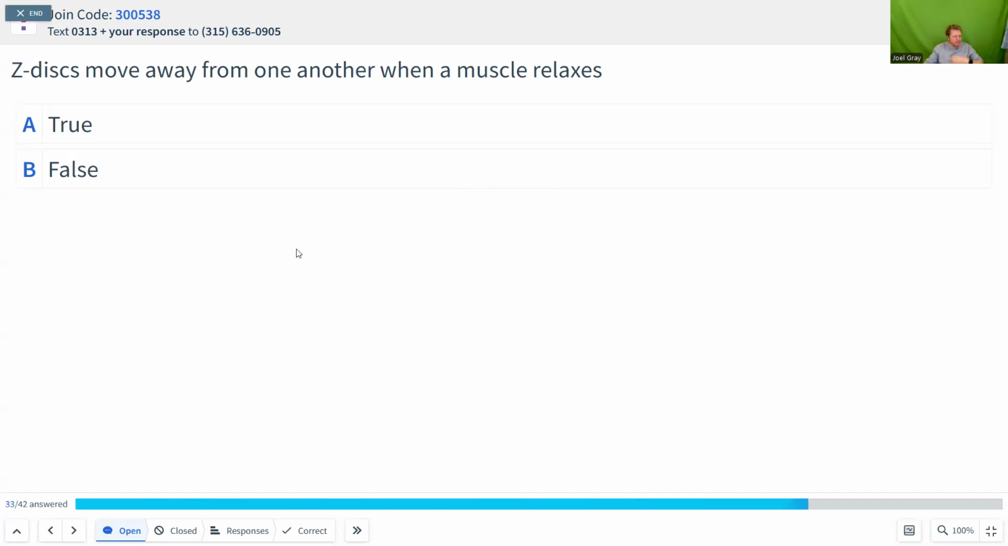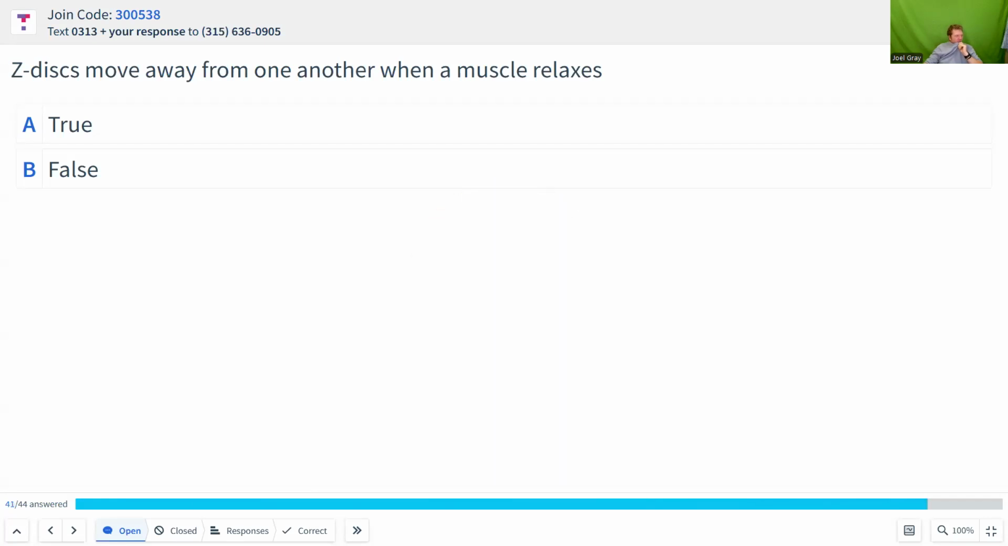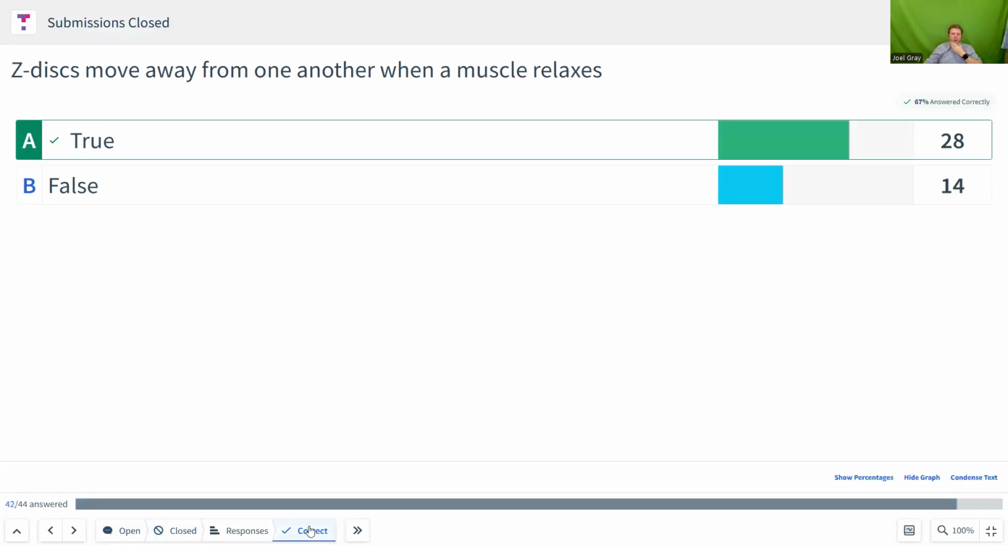Okay, 10 seconds. Right, let's go ahead and take a look at that. The Z disks move away from one another when the muscle relaxes. That would be true. When they contract, they move close together, but when they relax, they're going to extend, they're going to elongate.